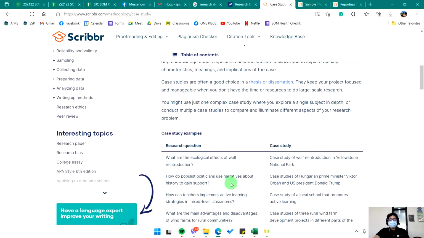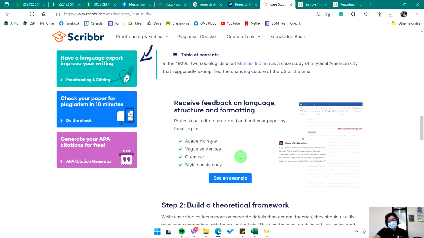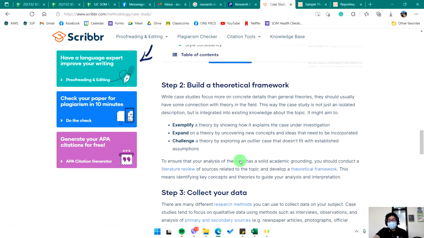So ano yung steps to do this, no? First is you should select a case, which is meron na kayo, yung inyong racial and gender prejudice topic. Next is you will conduct a theoretical framework, or you will conduct a literature review. Ito yung chapter 2 ng study natin. And what can you include in your chapter 2?